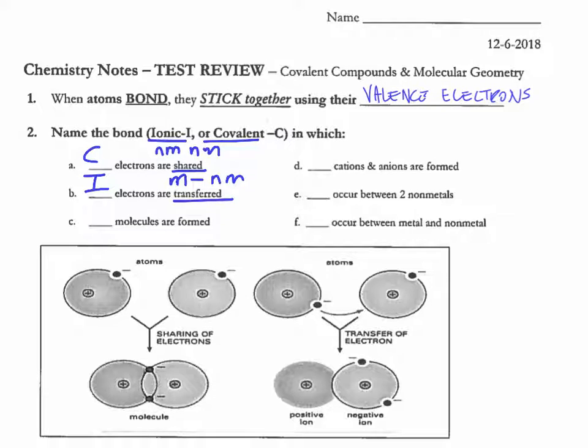The type of compound where molecules are formed is called a covalent compound. Where cations and anions are formed, a cation is a positively charged ion. Anions are negatively charged ions. And these are formed in ionic bonds. Those that occur between two nonmetals, we just mentioned that here, that is a covalent compound. Between a metal and a nonmetal, we just mentioned that right here, that is an ionic compound.